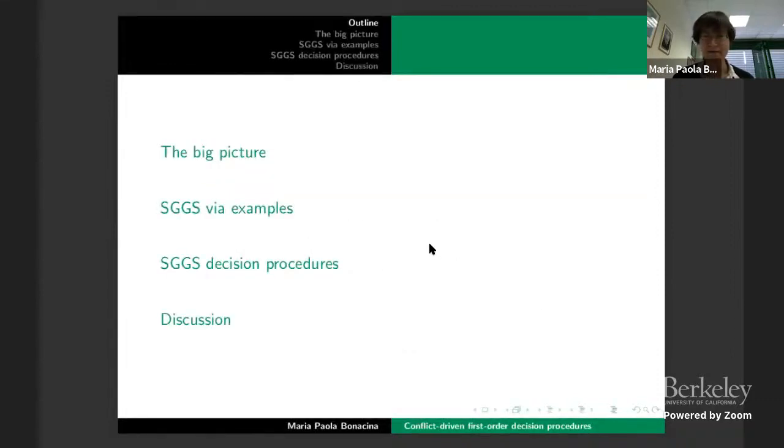Now, the talk is organized in 4 parts. I'm going to give some ideas about what is going on in automated reasoning beyond SAT and SMT. Then I'm going to present SGGS, which stands for Semantically Guided Goal-Sensitive Reasoning, and is a method which realizes conflict-driven reasoning in first-order logic. And then I'm going to show you recent investigations on whether and how SGGS yields decision procedures for EPR and other decidable fragments in first-order logic. Please feel free to ask questions at any time.